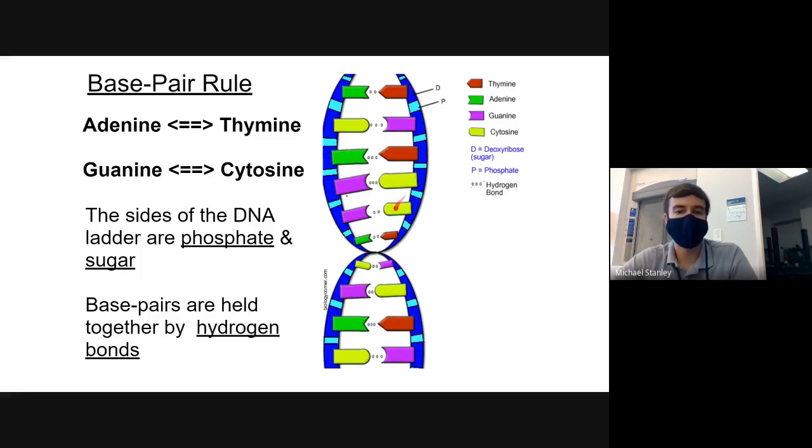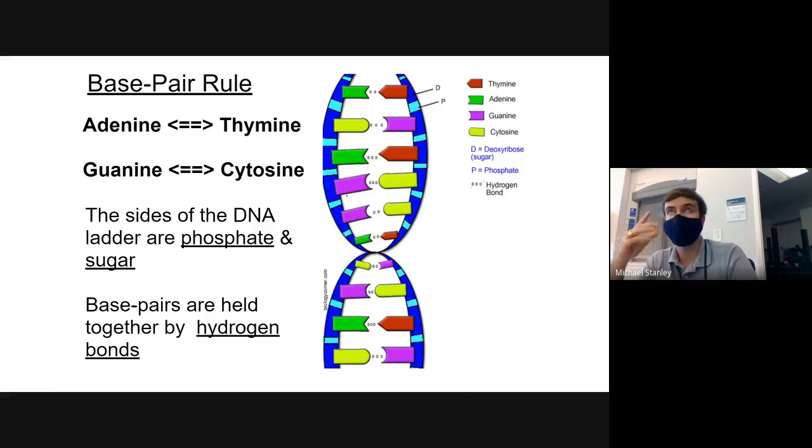So again, we have our sugars and phosphates running up and down the outside of the DNA, making that backbone. And inside we have A and T, T and A, always lining up with each other. And then we also have G's and C's that always line up with each other. So when we're talking about DNA, this will always be the rule. You can always figure out what one side of the DNA is supposed to look like if you know what the other side looks like.